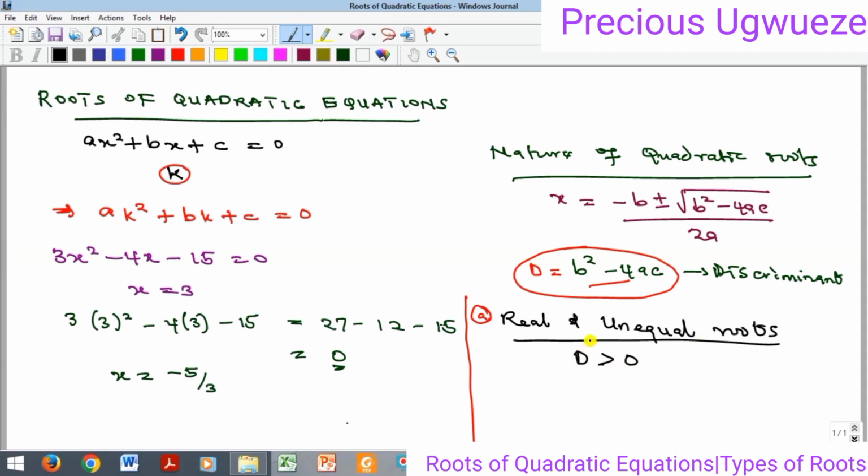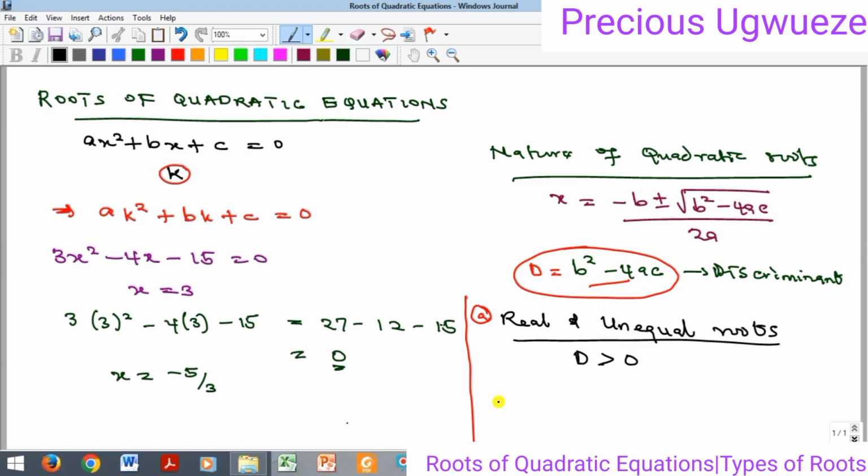Okay, all right. So we said that the nature of quadratic roots: one, you can have real and unequal roots. And for us to have real and unequal roots, we are saying that the discriminant has to be greater than 0. That means if we take the a, b, c of that quadratic equation and substitute into this formula, we should get a value greater than 0.